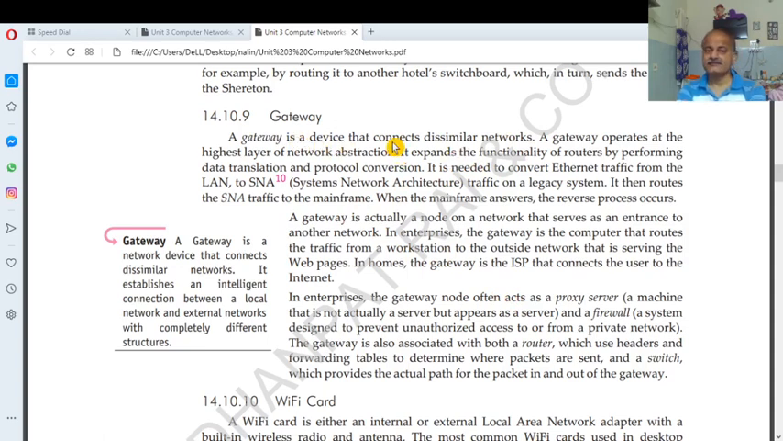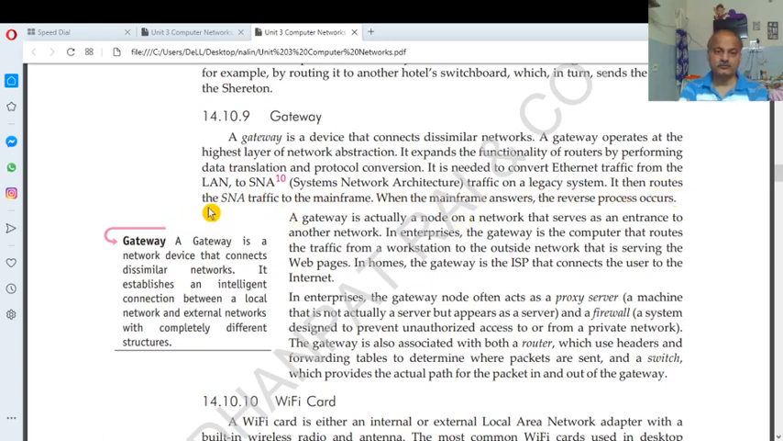So a gateway is a device that connects dissimilar networks. A gateway operates at the highest layer of network abstraction. It expands the functionality of the router by performing data translation and protocol conversion. It needs to convert Ethernet traffic from the LAN to SNA, Systems Network Architecture, traffic on the legacy system.